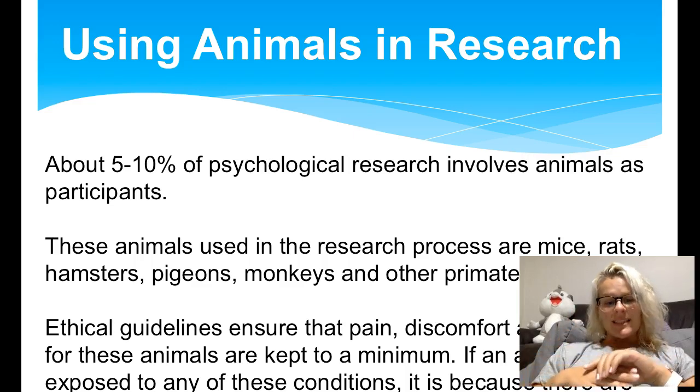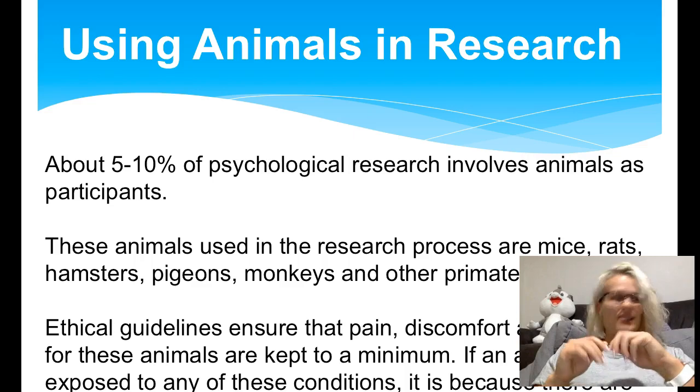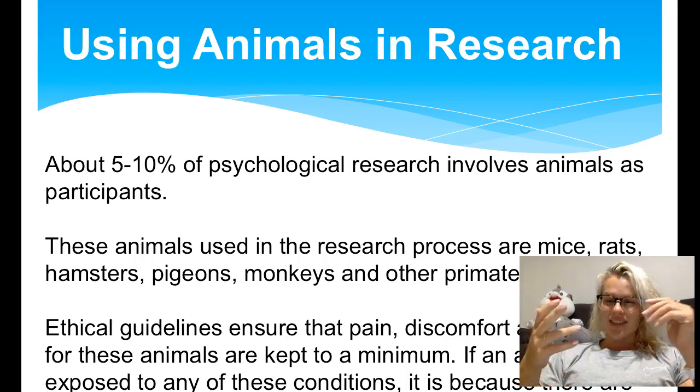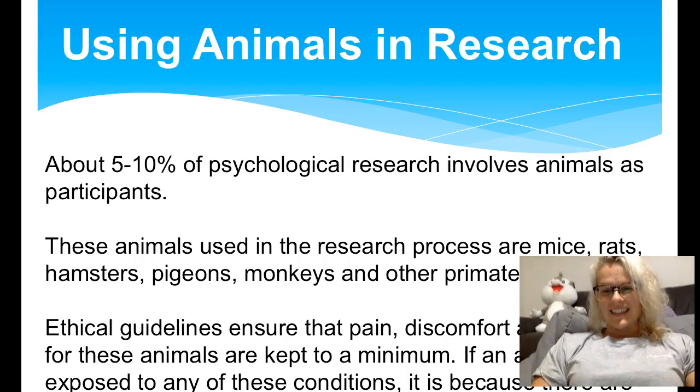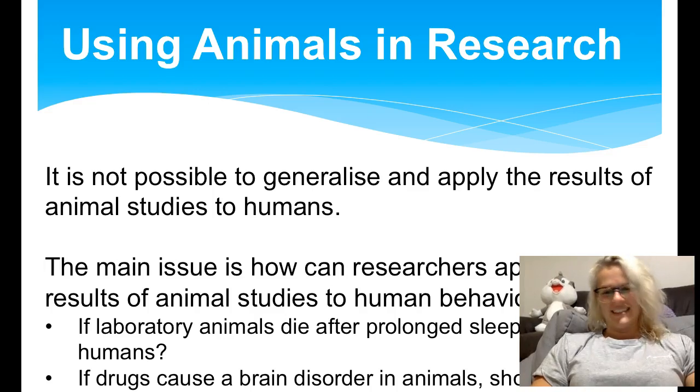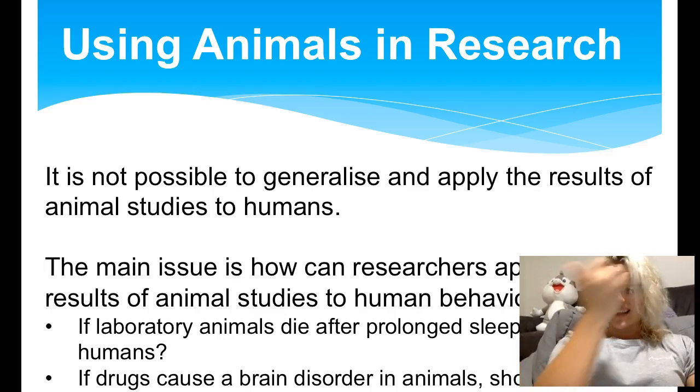But if an animal is exposed to pain, discomfort, or stress, it's because there are no alternative methods available and the research is justified, which isn't really fair. But I mean, it's gone to an ethics board and they've said, hey, yeah, this is kind of important for us to research. So yeah, you can use an animal and you can make it be in pain and discomfort and stress, and that's fine.